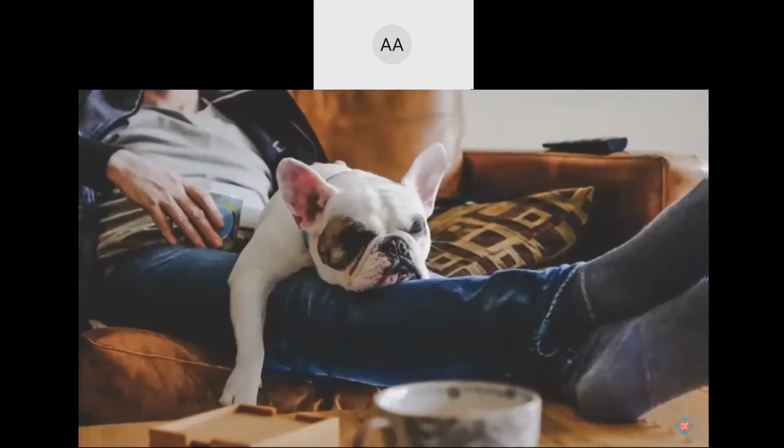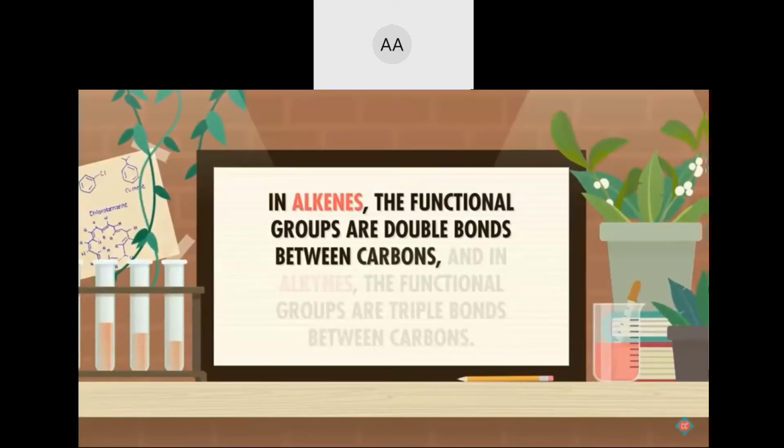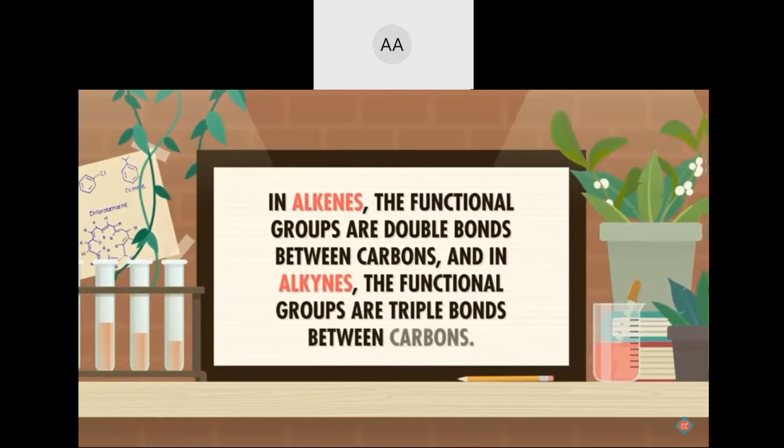On the other hand, alkenes and alkynes have functional groups. Remember last episode we said that functional groups are where all the cool chemistry happens. In alkenes, the functional groups are double bonds between carbons. And in alkynes, the functional groups are triple bonds between carbons. Alkenes and alkynes can do fun reactions to make things like light-emitting polymers, which are big molecules with regions where electrons kind of move around on a racetrack that absorbs energy and emits light. But I'm getting ahead of myself.